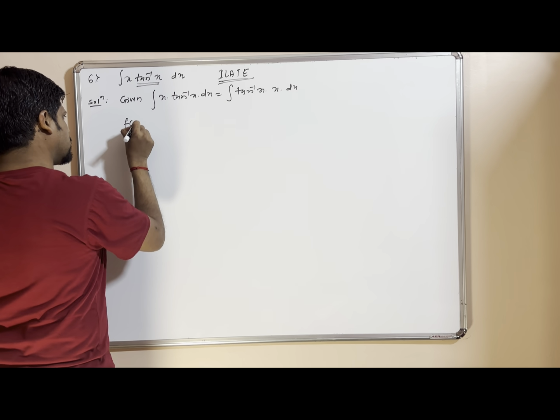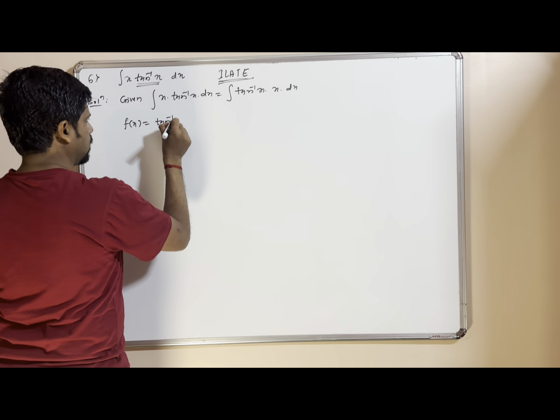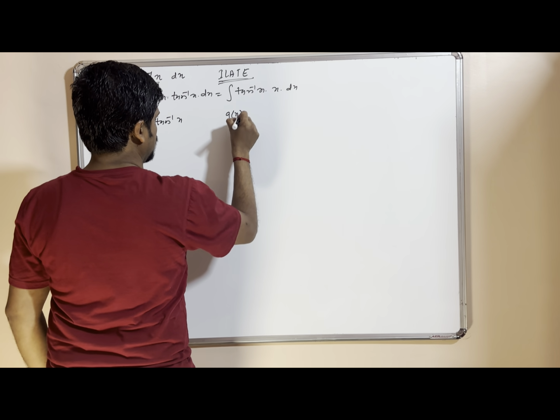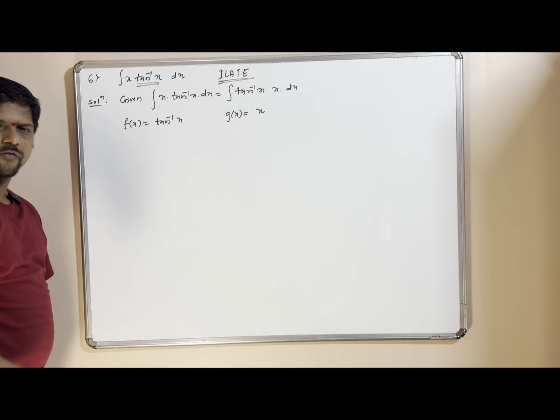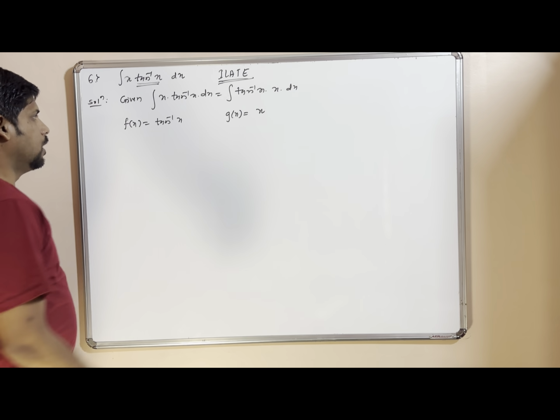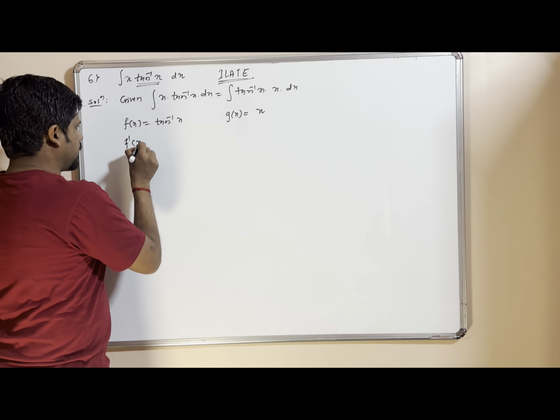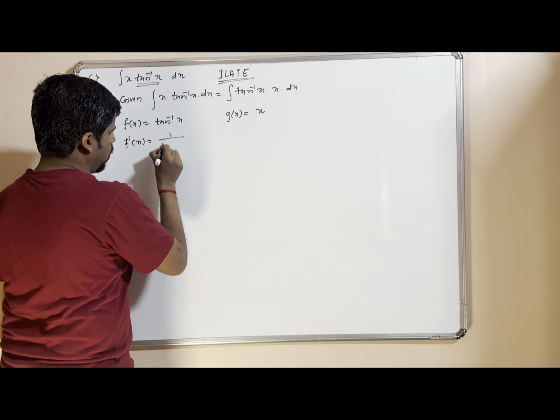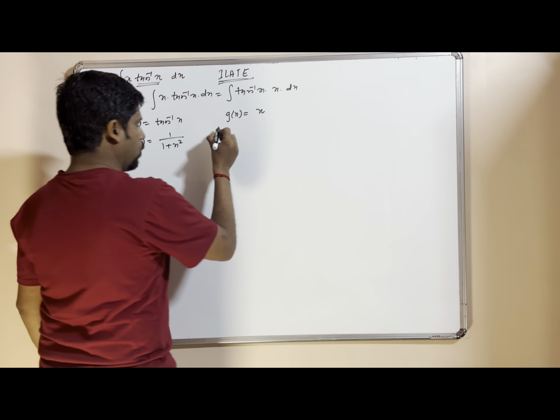So here f of x is equal to tan inverse x, g of x is equal to x. Second function is an algebraic function, right? So what is f dash of x? Differentiation of tan inverse x is 1 upon 1 plus x square. What is integration of g of x?